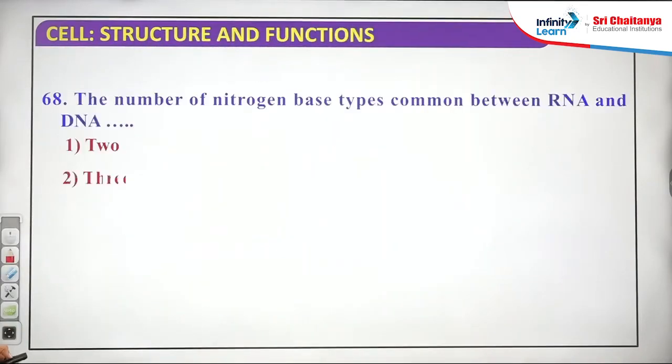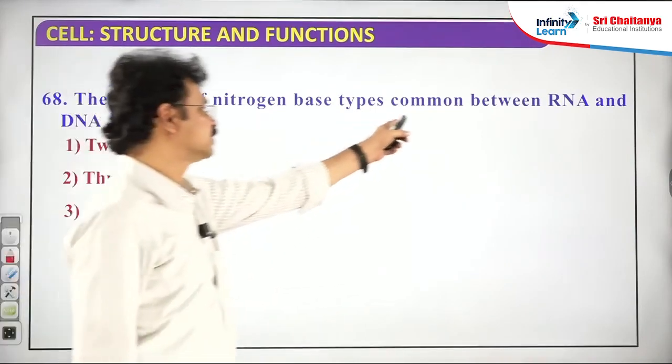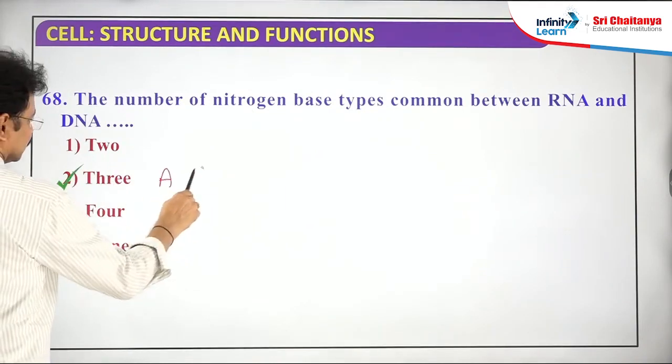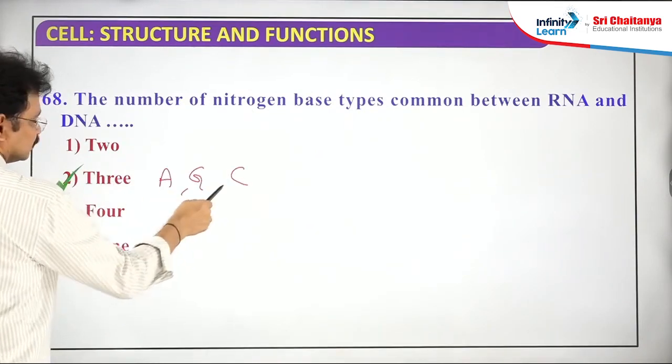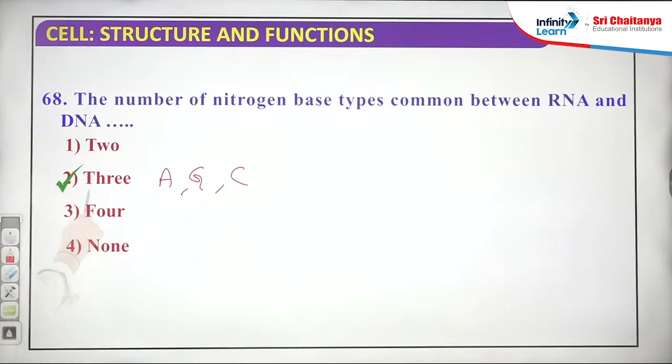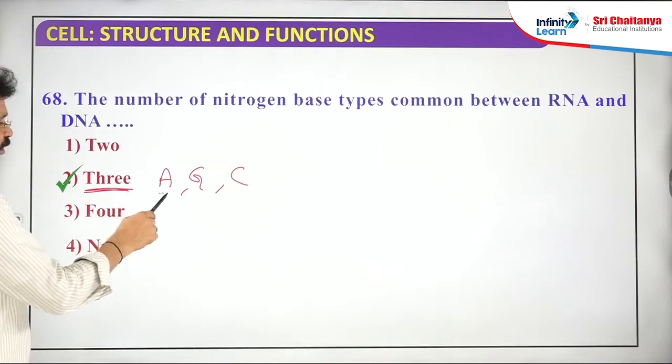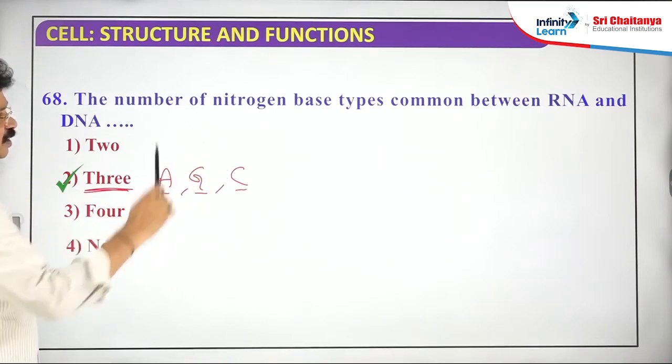Next question, the number of nitrogen bases types common between RNA and DNA. Common type of bases in both RNA and DNA types, I am asking about the number. Yes, 3 types such are A, G, C are common. Types 3, adenine, guanine, cytosines are common.